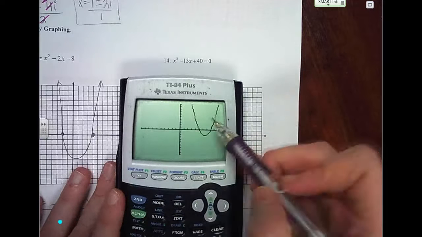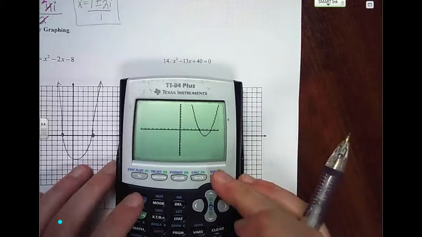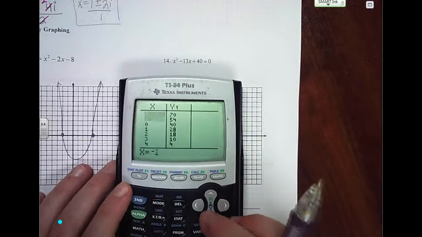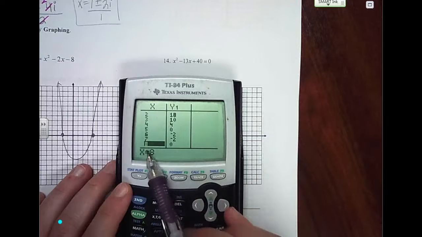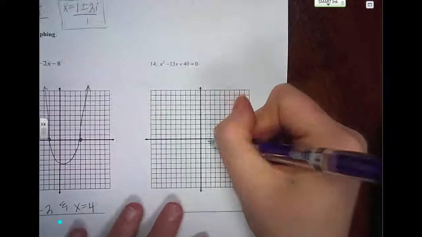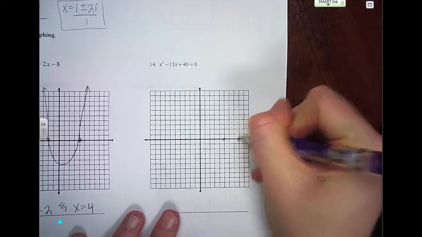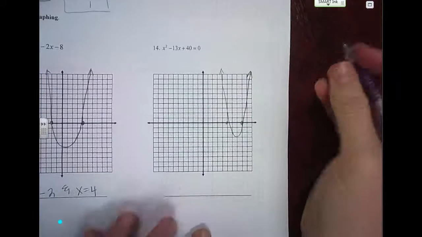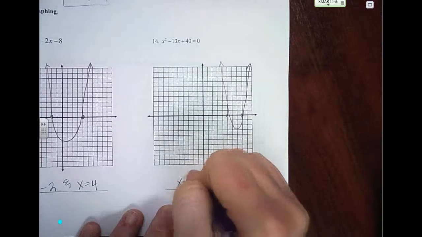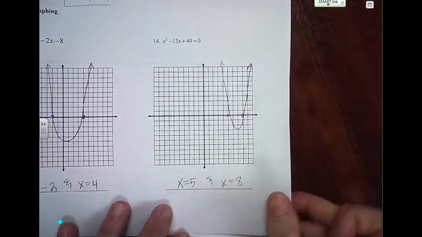And it looks like it's at 1, 2, 3, 4, 5, and 8. So second graph to double check that. So there's 5, 0 right there, so that one works. And then there's 8, 0. So 1, 2, 3, 4, 5, 6, 7, 8. Draw the parabola. So then we say x equals 5 and x equals 8. So nice and easy, solving by graphing.